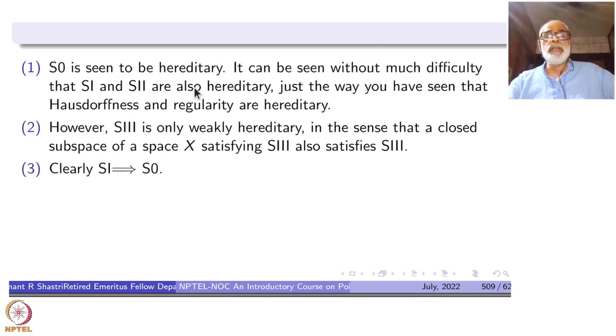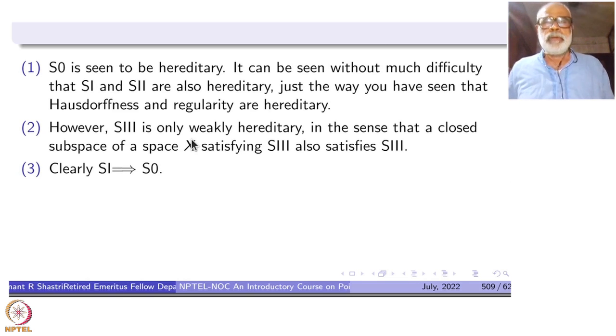S naught is seen to be hereditary. If something is totally disconnected, namely all the singletons are the components, then for any subspace, the singletons will be components. So it's hereditary. It can be seen without much difficulty that S1 and S2 are also hereditary. S1 is hereditary just like Hausdorffness being hereditary. S2 is hereditary just like regularity is hereditary. When you come to S3, it is similar to normality. Just the way normality fails to be hereditary, this will also fail to be hereditary.